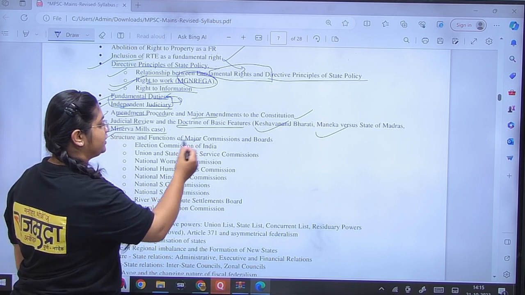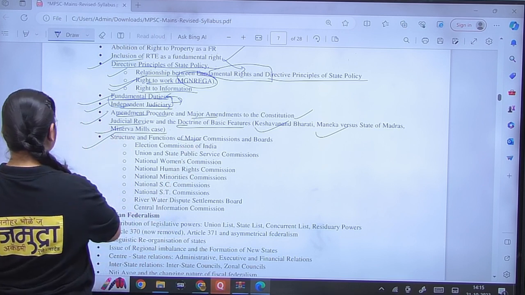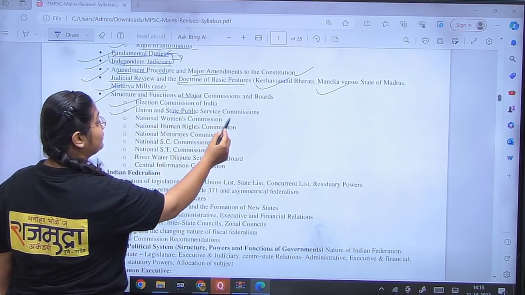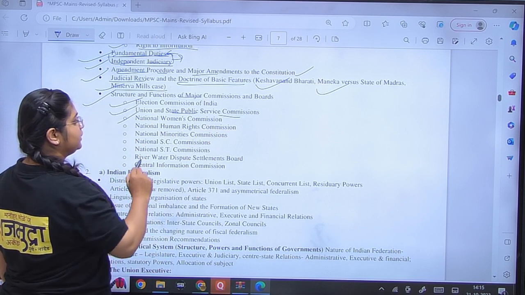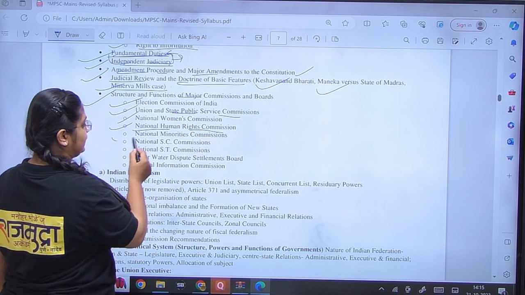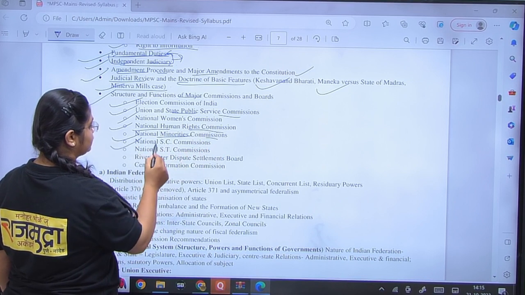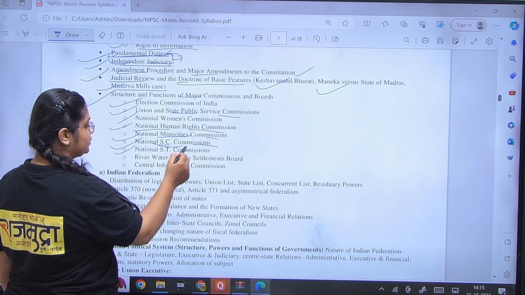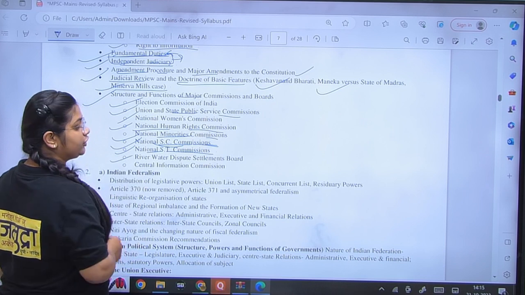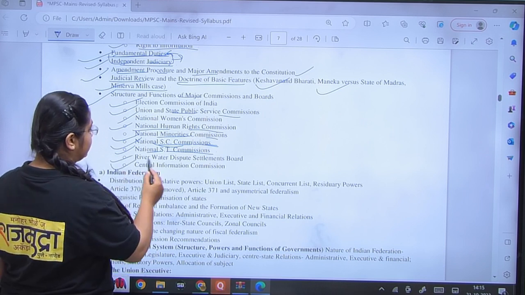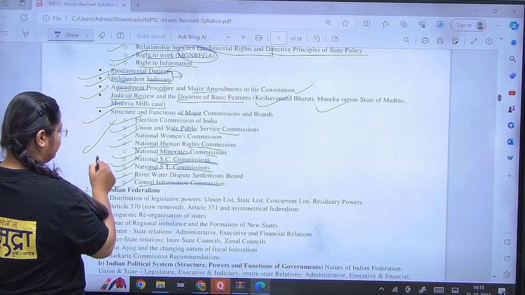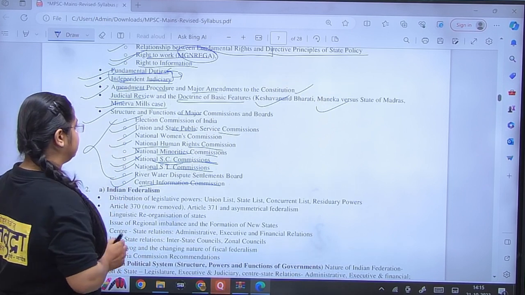Structure and functions of major commissions and boards. Which commissions and which boards? Election Commission of India, Union and State Public Service Commissions, National Commission for Women, National Human Rights Commission, National Minorities Commission, National SC Commission, that is the Scheduled Caste Commission, National Scheduled Tribe Commission, River Water Dispute Settlement Board, and Central Information Commission. So we have to study all of these things.